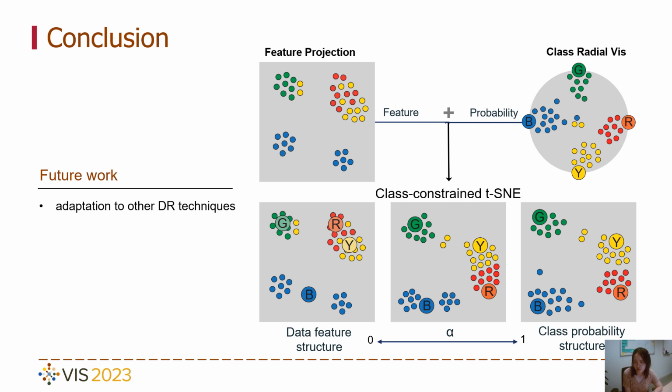As future work, our approach for incorporating class probability information has the potential for adaptation to other dimensionality reduction techniques that employ explicit loss function and require iterative optimization of data points, such as UMAP. Our method can potentially be accelerated by integrating it with accelerated variants of t-SNE.